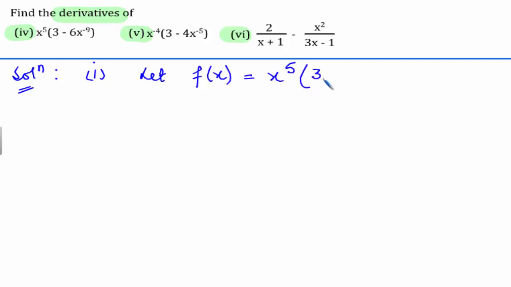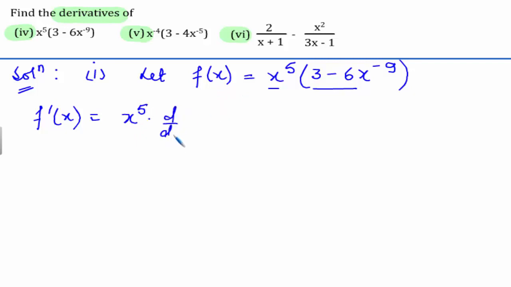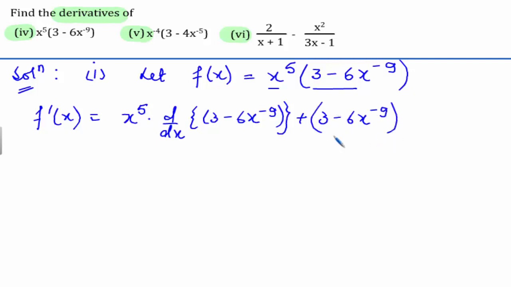Now here we can see that we are given the product of two functions. Therefore, to find the derivative of f(x), first we will find the product of the first function into the derivative of the second function, plus the second function into the derivative of the first function, which is called the product rule. Therefore, to find the derivative of f(x), we have applied the product rule.